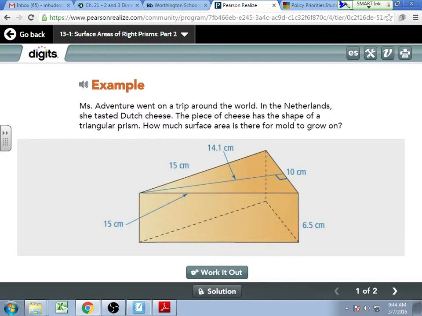So a piece of cheese has the shape of a triangular prism. How much surface area is there for the mold to grow on? Cheese is mold, by the way. Casey didn't know that. Yep. Cheese is mold. You didn't know cheese was mold.